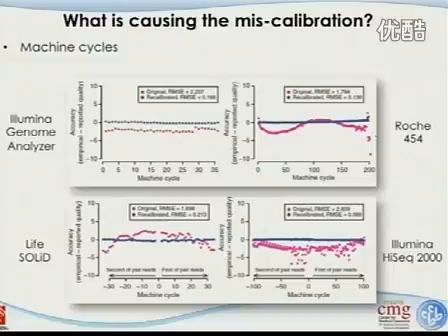The question here is, what is causing this miscalibration? If they reported 40 as a quality, and actually it's less than that, what can cause that? So they further evaluated a couple of things. The first thing they evaluated is the machine cycles. We know this is for the Illumina GA2, the earlier Illumina platform. It's 35 base pair reads. Now it's 50 base pair.